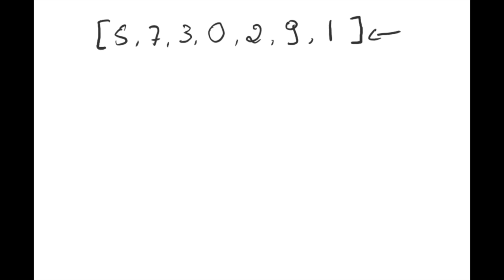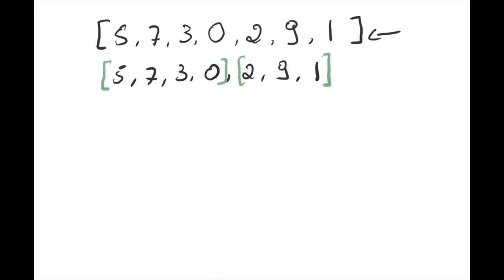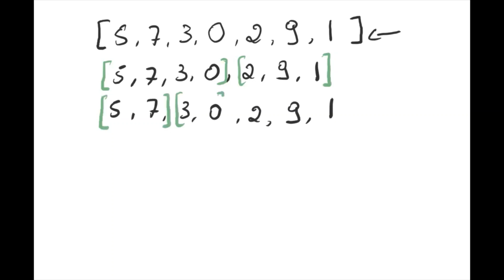So at this first stage, merge sort will divide the array into two subarrays. This is the first subarray, and this is the second subarray. Next, we will have four subarrays. So the array above will be divided into two smaller arrays, and this array will be divided into these two subarrays.